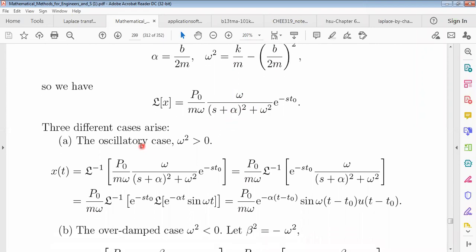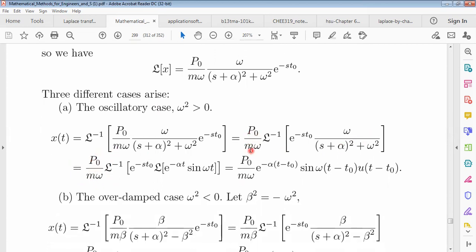So in the oscillatory case, the inverse Laplace transformation of this will give the exact solution of the differential equation x of t. When omega square is greater than 0, we can write p naught m omega divided by s plus alpha whole square plus omega square, times e to the power minus s t naught. So in the inverse Laplace transformation, p naught and m omega are constants. The inverse Laplace transformation of e to the power minus s t naught times omega divided by s plus alpha whole square plus omega square.